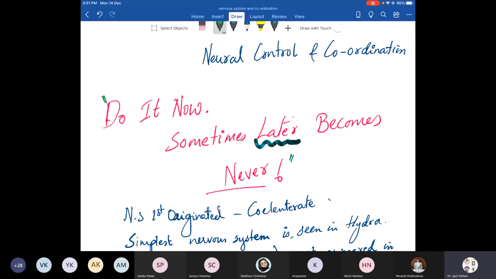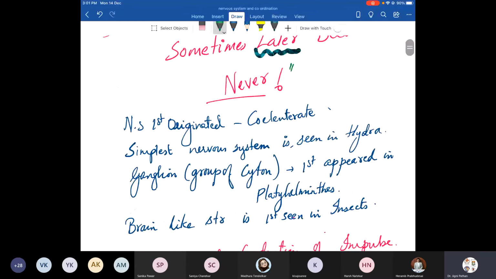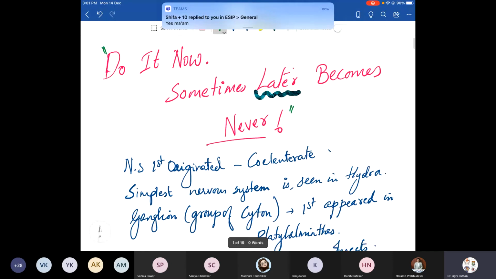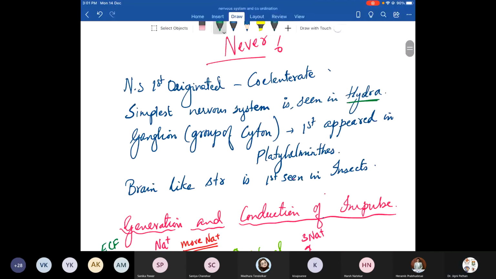Next, it first originated in Cnidaria. Can you all see the screen? The simplest nervous system is seen in Hydra. Ganglion, that is a group of cyton, first appeared in Platyhelminthes. You know what is cyton. Brain-like structure was first seen in insects. Please write down this.